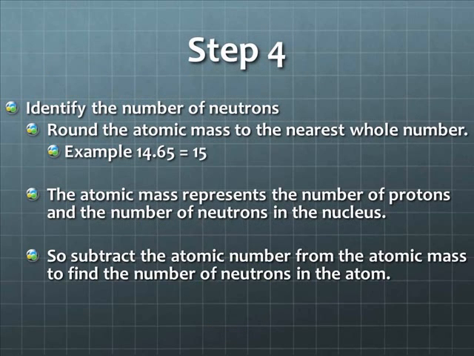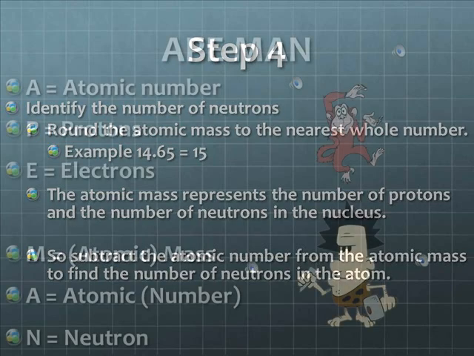Okay, so we know how to find the number of electrons, and we know how to find the number of protons. So what's left is the neutrons. To find the number of neutrons, we now have to take into account the atomic mass. So we round the atomic mass to the nearest whole number. In this example, 14.65 is rounded up to 15. Then we take that number and the proton number, which is the atomic number, and we subtract the two. When you subtract those two, you get the number of neutrons.